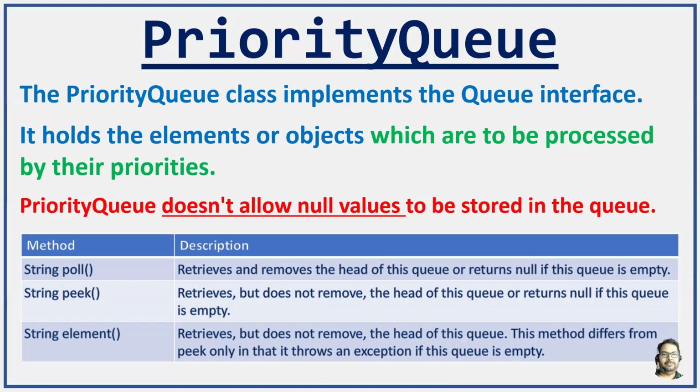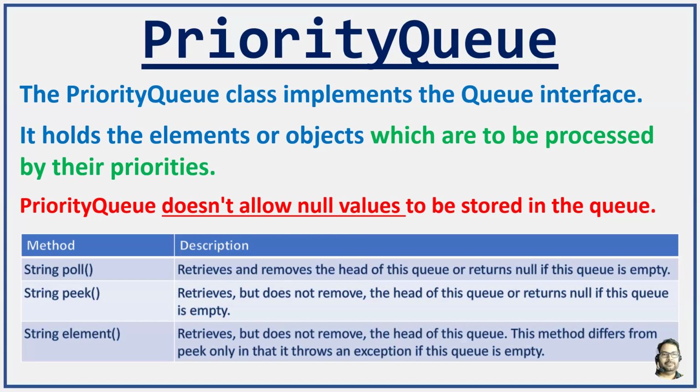Some methods like poll retrieves and removes the head of this queue, or returns null if it is empty. So what is the use of poll? Whenever you want to retrieve the head of the queue and also remove it, you can use the poll method. If the queue is empty, it returns null. The second method we have is called peek. The purpose of peek is similar: it does not remove the head of the queue, or it returns null if the queue is empty. So it does not remove, it only returns. That is the difference between poll and peek.